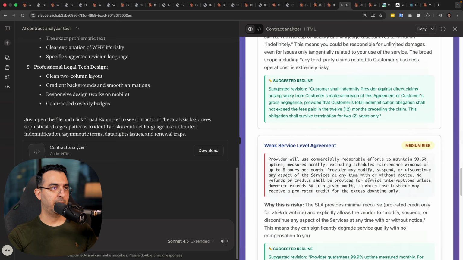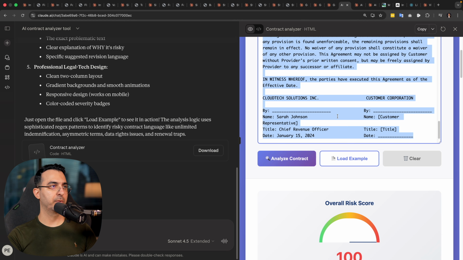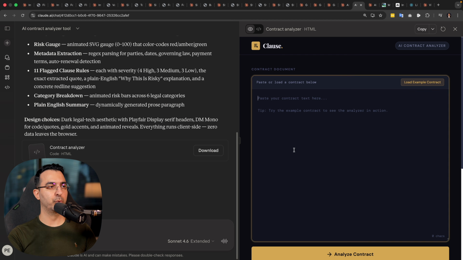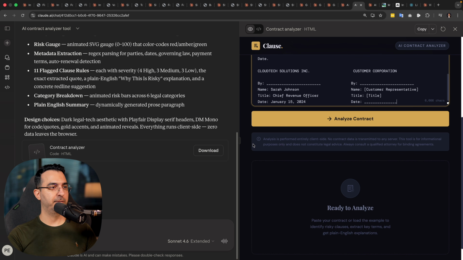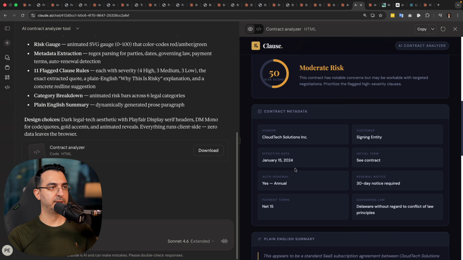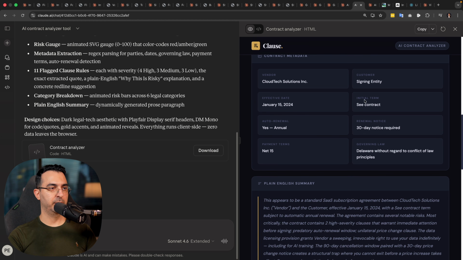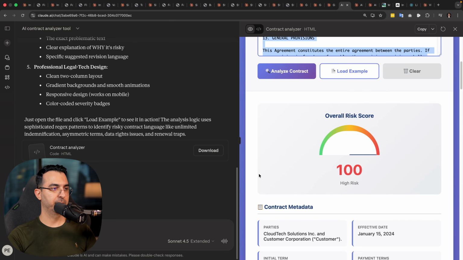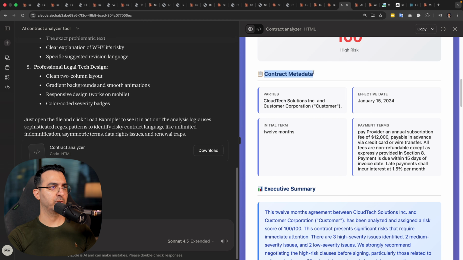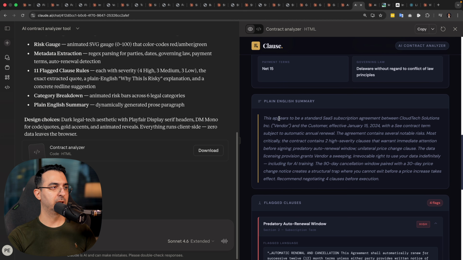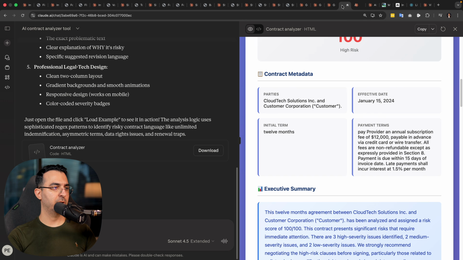Okay. And I'm going to just copy the whole thing and paste it in the examples that Sonnet 4.6 and Opus 4.6 made as well. Let's see if these also find it risky. So Sonnet 4.6 found it 50% risky. And if I scroll down, it gives us some general information about the contract, which we didn't have here. Or we had. Okay, we have some contract metadata. We have it here. Also, we have it here as well.